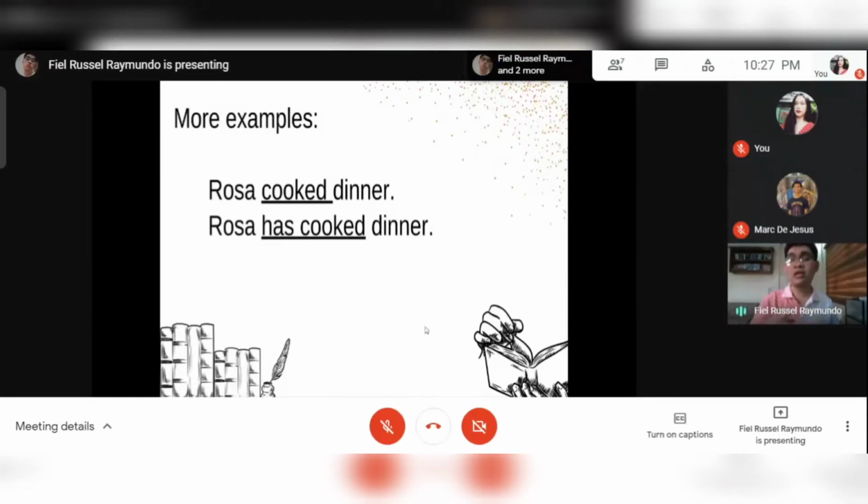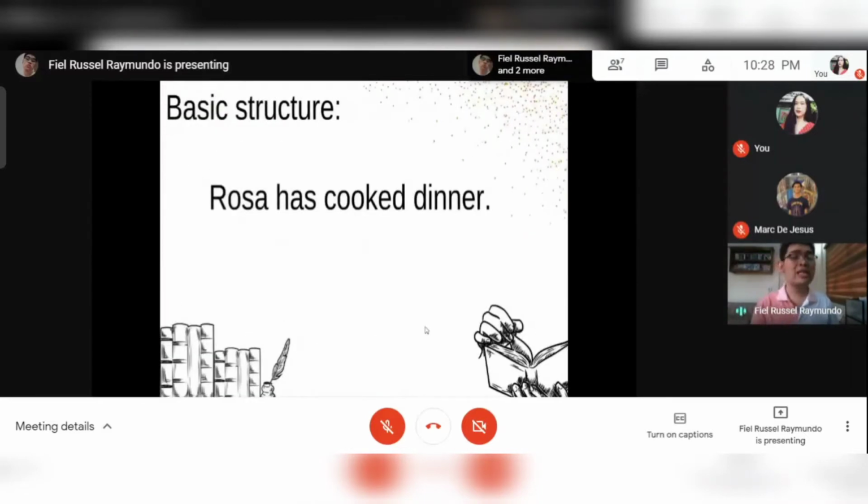But in "Rosa has cooked dinner," it's like there's this opportunity to add to the sentence. "Rosa has cooked dinner, and maybe now she can eat." "Rosa has cooked dinner, and now she can rest." All right, moving on.